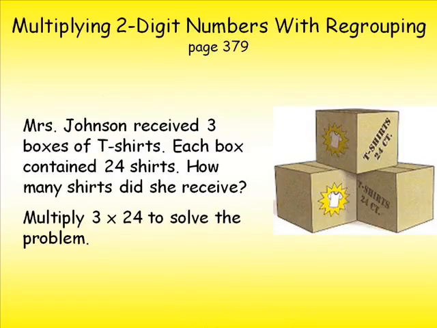Today we will be multiplying 2-digit numbers with regrouping. If you're following along in your book, you would be able to find this on page 379. The problem is, Mrs. Johnson received 3 boxes of t-shirts. Each box contained 24 shirts. How many shirts did she receive? What we're going to be doing is multiplying 3 times 24 to solve the problem.